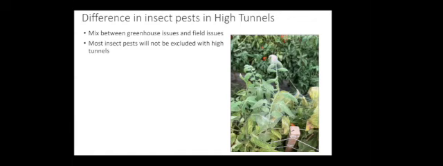But in high tunnels, you're going to have a mixture between greenhouse issues and field issues. You're still going to have a lot of your field issues, but you're going to promote some of these pests that are issues in greenhouses. And some of these are going to be things like mites. So spider mites, broad mites, and russet mites.